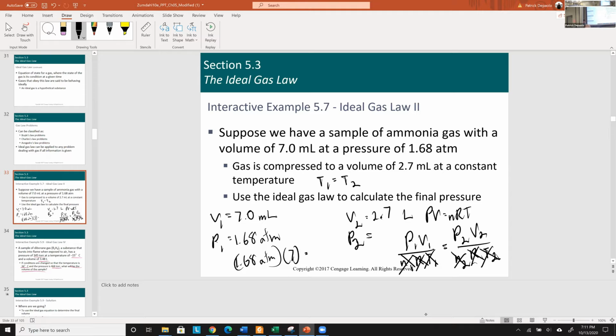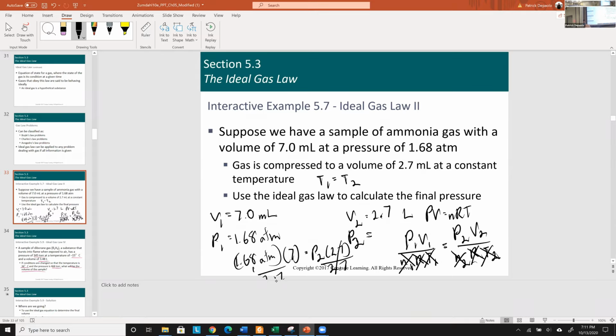So 1.68 times 7 milliliters equals P2 times 2.7. You divide this by 2.7, divide this by 2.7, and you get a number. 1.68 times 7 divided by 2.7, you get 4.34. That's going to be in atm. And that makes sense because you have a volume of 7 and you're compressing it, which means the pressure is going to increase. So it increases by almost twofold as the volume decreases by twofold.